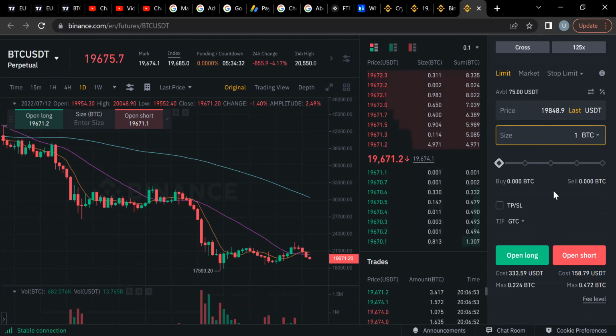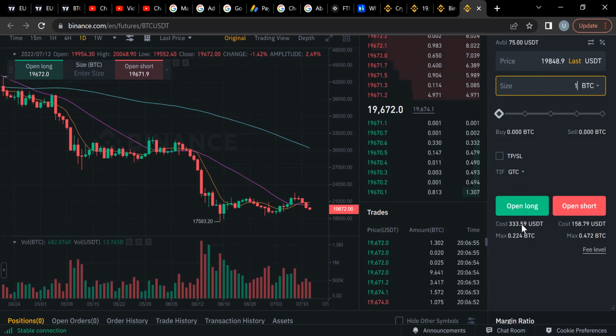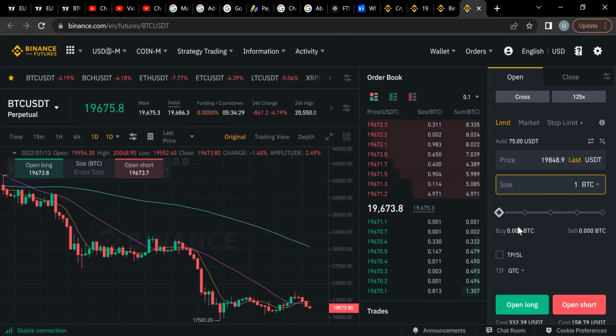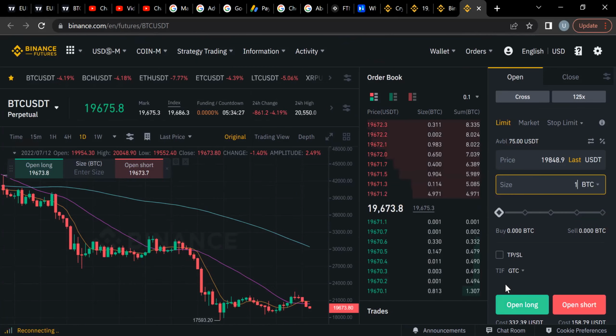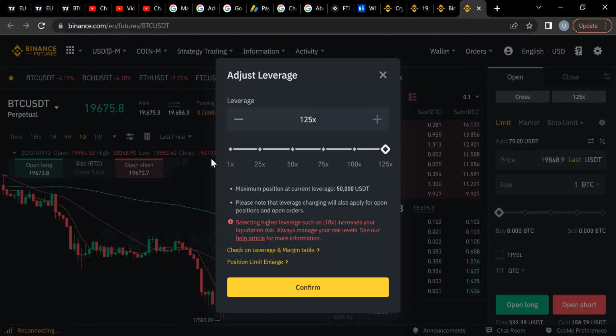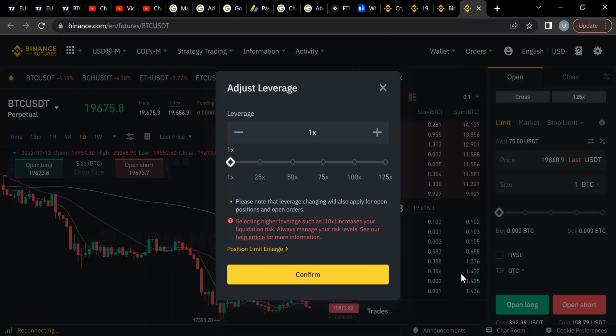So it's already telling me that I'll be needing $335 to open long. You understand? It's like this because of the leverage. I'm looking for the leverage so that I can change it to 1. Okay, look at the leverage here. If I put the leverage to 1, for example, you will see that the amount I need to open that trade will increase.